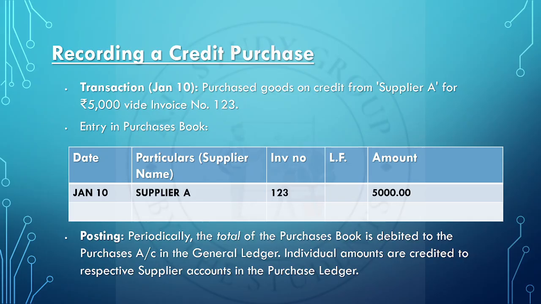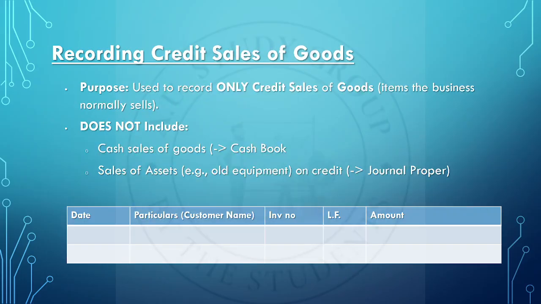Okay, purchase account is debited and individual amount is credited. We'll discuss these entries in a later part. Now, similarly for the sales book. In a sales book, only credit sales of goods are recorded. Cash sales are not recorded. Sales of assets are not recorded.